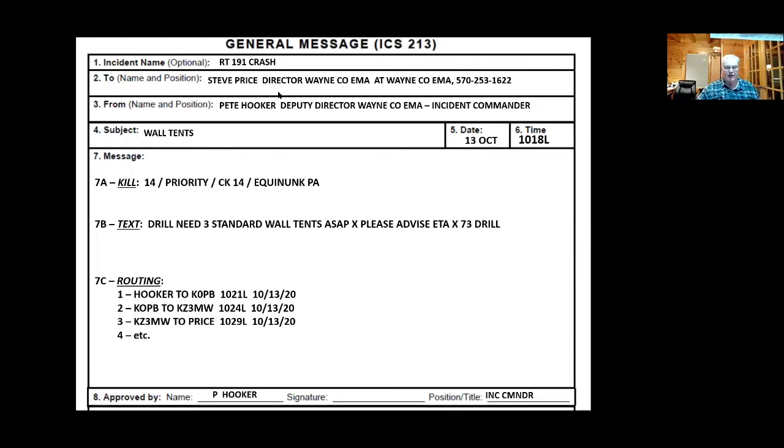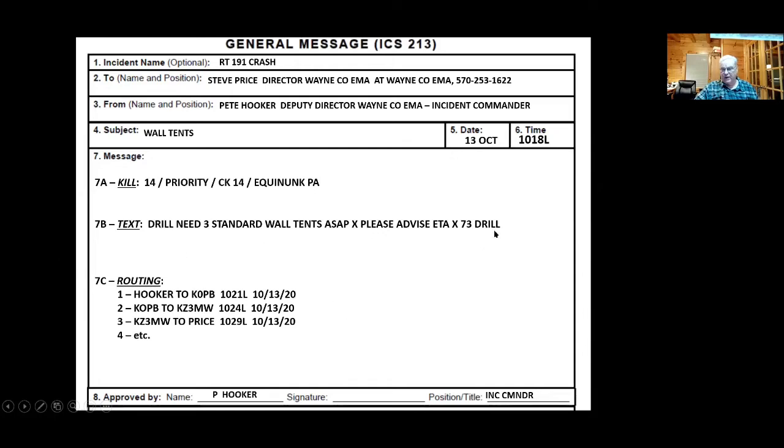Route 191 crash is the incident name. Message going to Steve Price, Director, Wayne County EMA, at Wayne County EMA, 570-253-1622. From Pete Hooker, Deputy Director, Wayne County EMA, Incident Commander. Subject, Waltons, date and time. Here's our kill. It's message number 14. It's a priority. Check 14 in Equinox, Pennsylvania is the location. Here's the text.